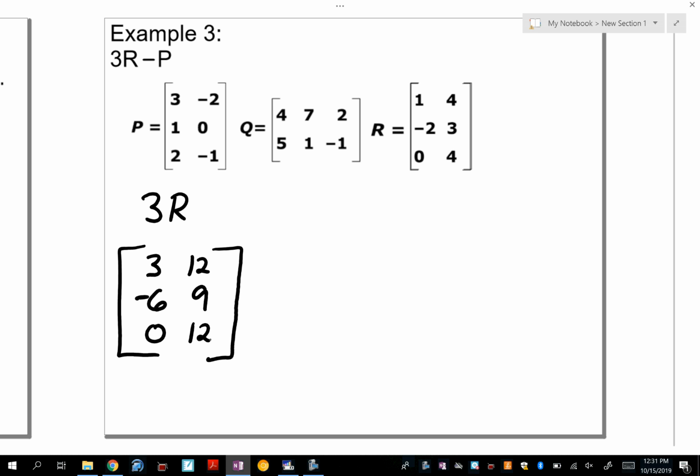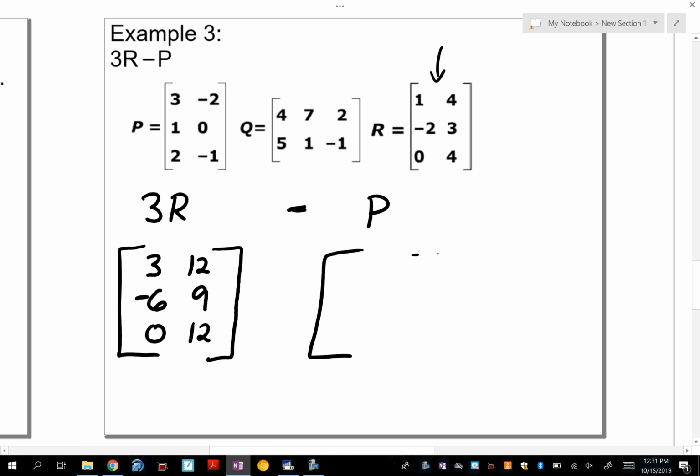Yes, Alondra. Do you see matrix R? Do you see 1, 4, negative 2, 3, 0, 4? Do you see all those numbers? Right here? All these numbers here? That's matrix R. So you take every number in there and multiply it by 3. Okay? Got it?